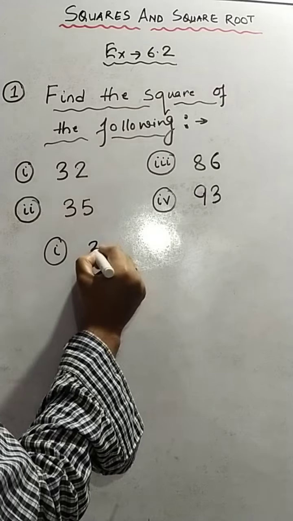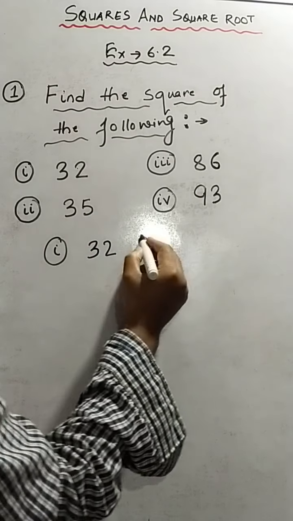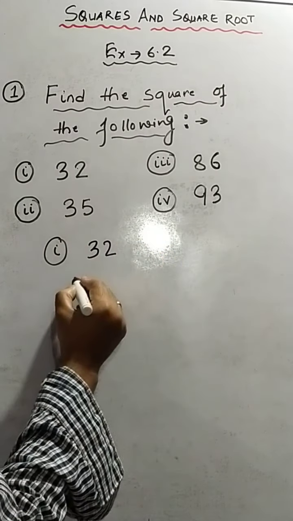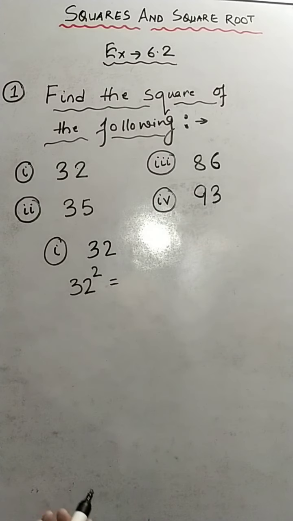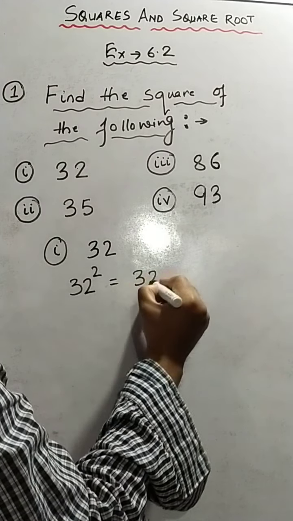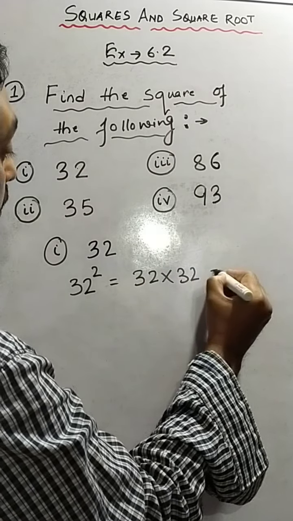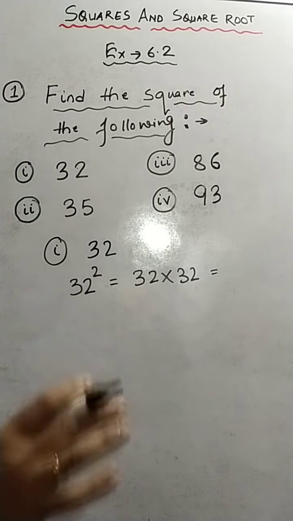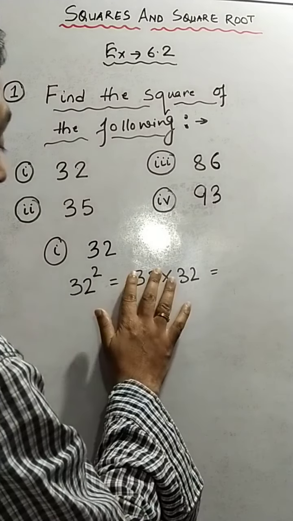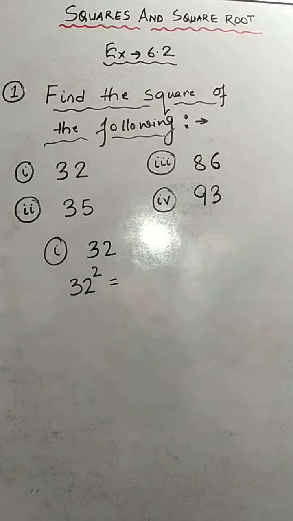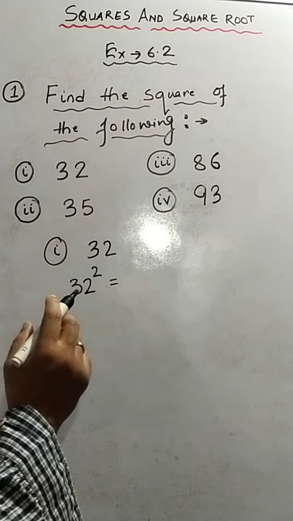What is the number given? 32. That means we have to find the square, that is 32 square. Most of the students will multiply 32 into 32 and give the answer. Absolutely right, this is also one of the methods, but there is one alternative method which you have to follow.